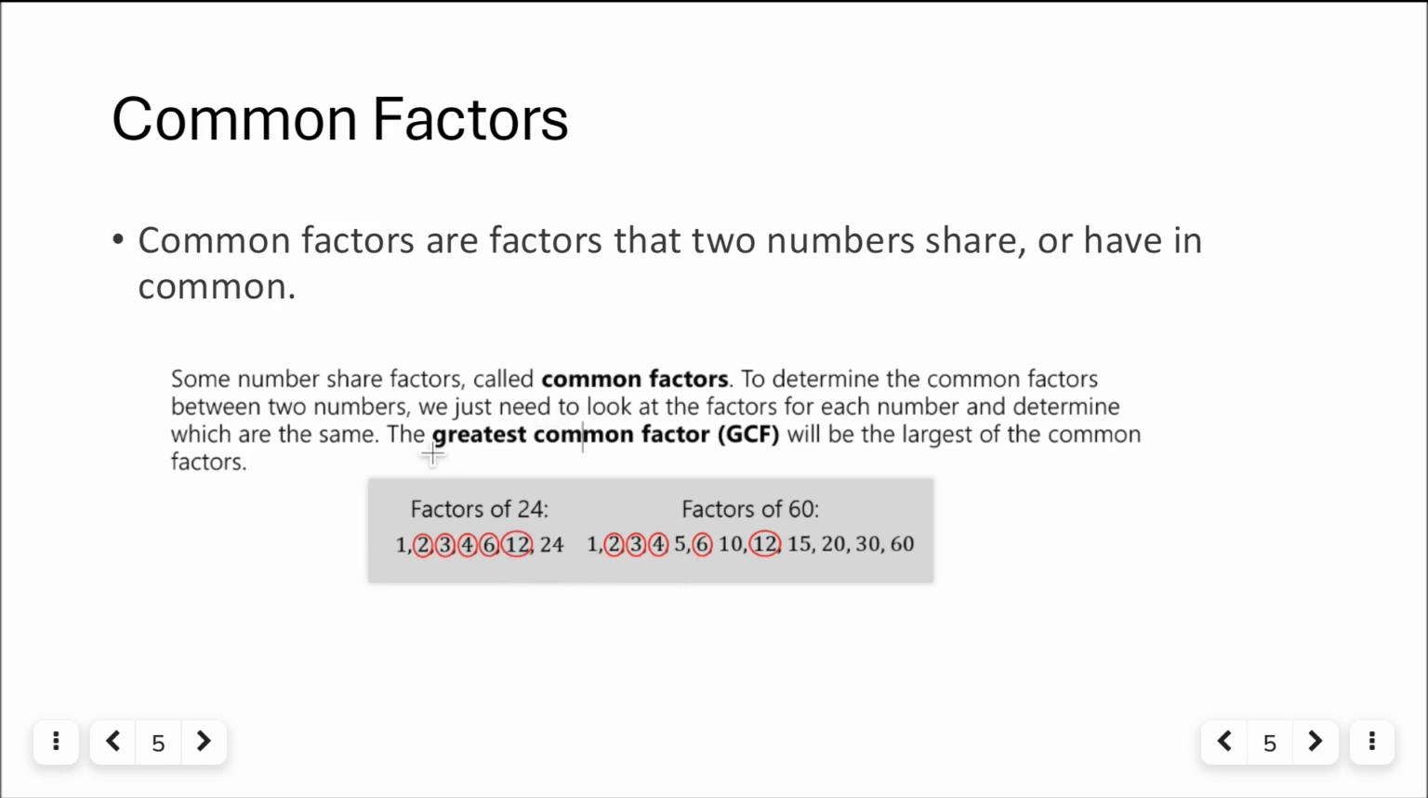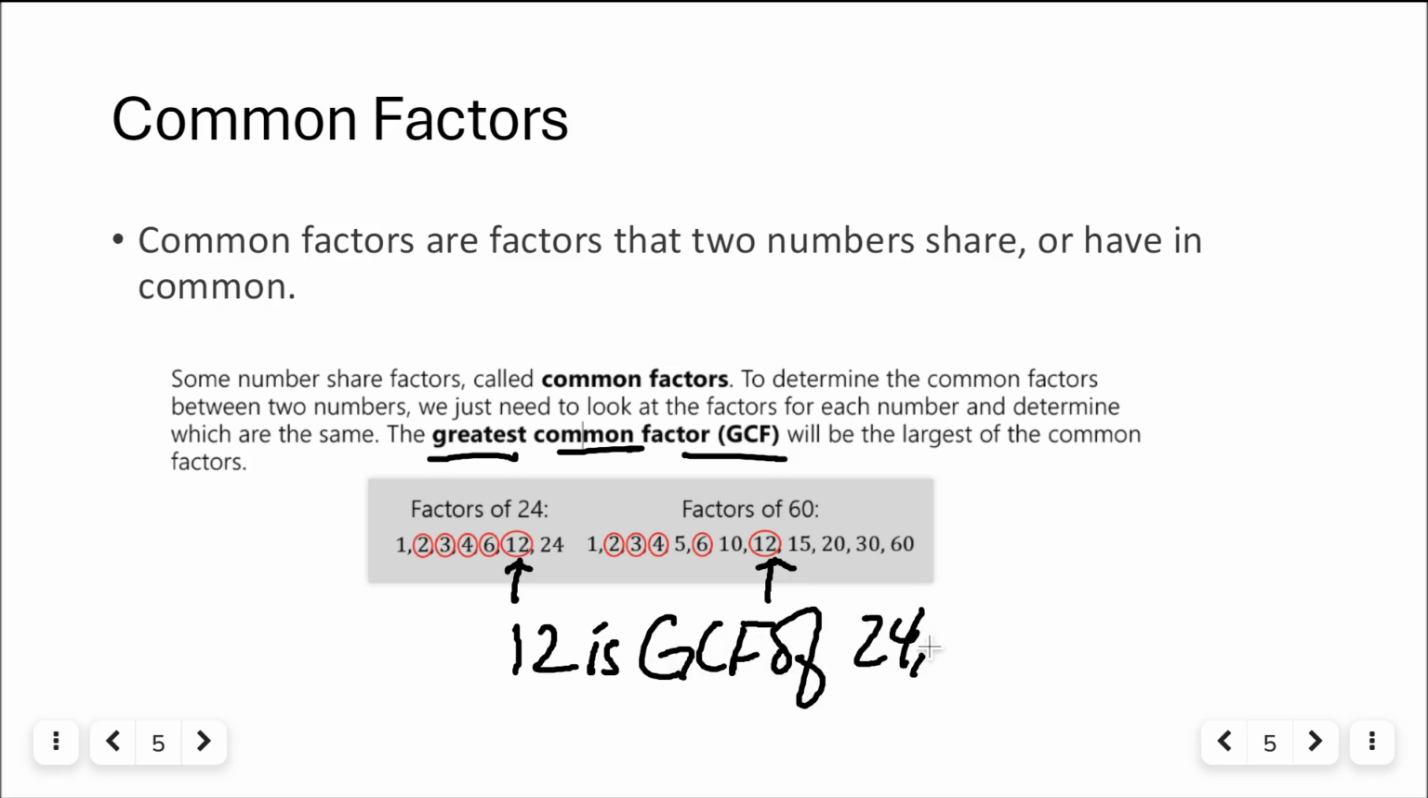Many times we are looking for the greatest common factor, or GCF. The greatest common factor is the largest of all of the common factors. So the largest of the common factors here is 12. 12 is the biggest number that divides evenly into both 24 and 60. So 12 is the greatest common factor of 24 and 60. So that you've worked with before.